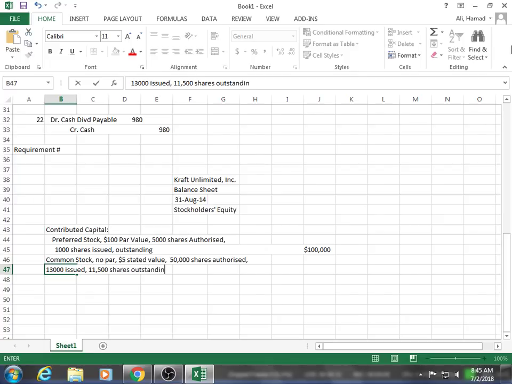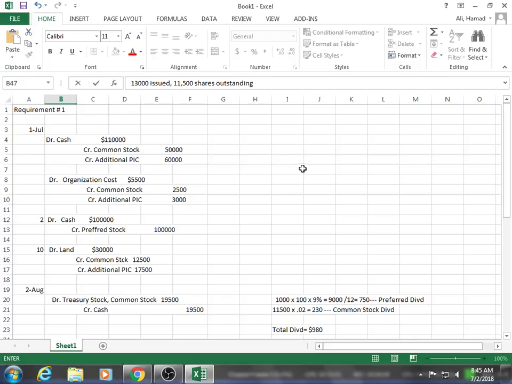So what is the value of these shares outstanding? 11,500 times 5 is 57,500. Let's go back here.